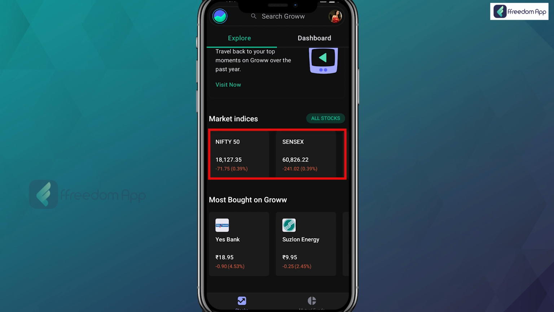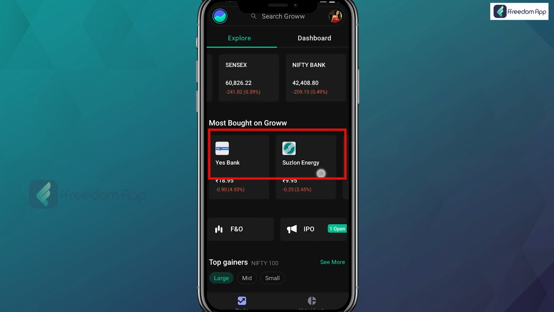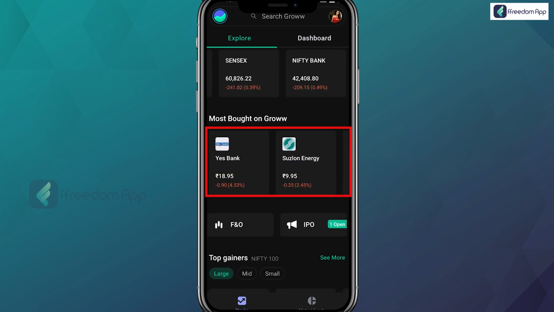So Nifty 50 depends on the top 50 companies and their performance. Here it is in red, which means it has gone a little bit down, by 0.39%. Speaking about the Sensex, it depends on the top 30 companies and their performance, and here also it has gone a little bit down, that's why it's red in color, 0.39%. And then we also have the Nifty Bank. Then we have something called most bought on Groww, which means that people are normally buying these nowadays.